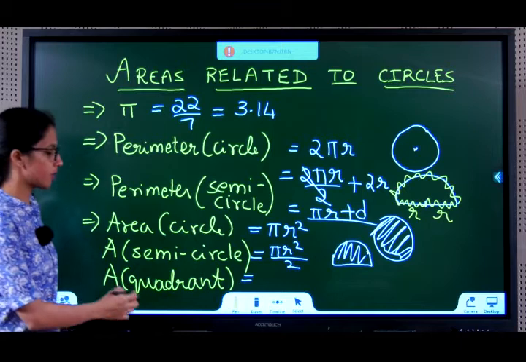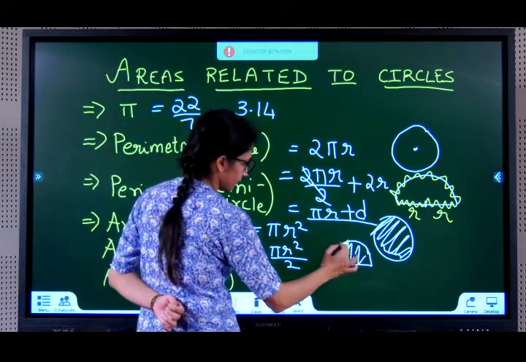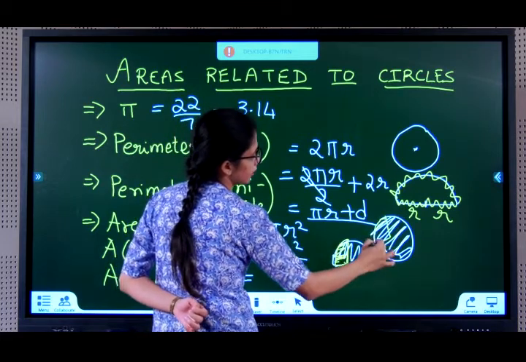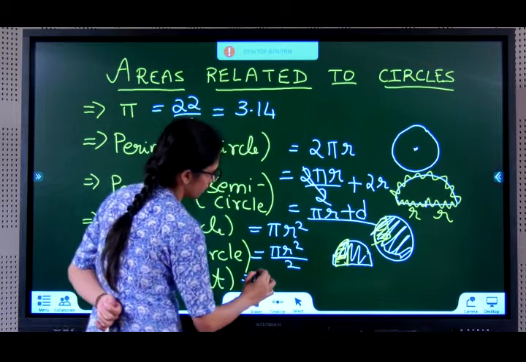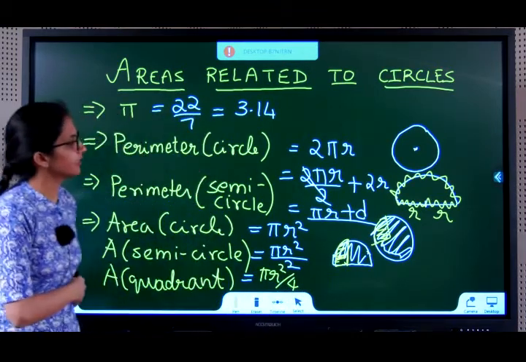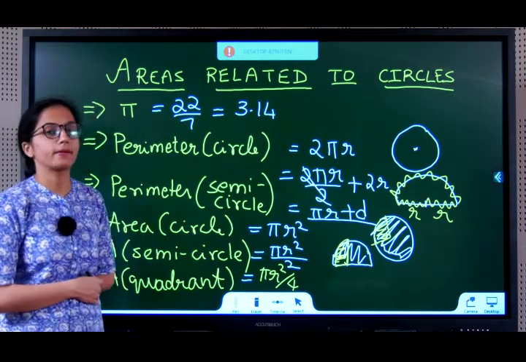Area of a quadrant, quadrant is nothing but quarter circle. So, this part. So, it is pi r square. If I want to take only this part, pi r square by 4. This is the basics you need for the first exercise. Let us first start off with example 1.